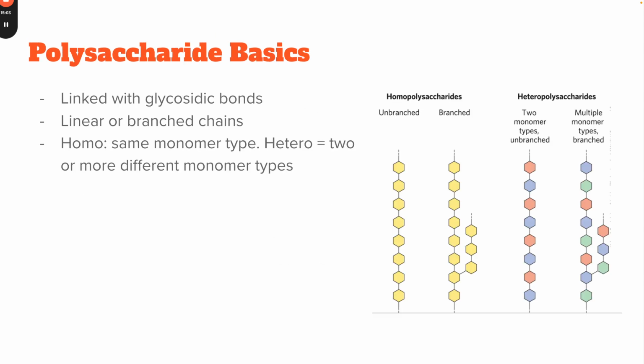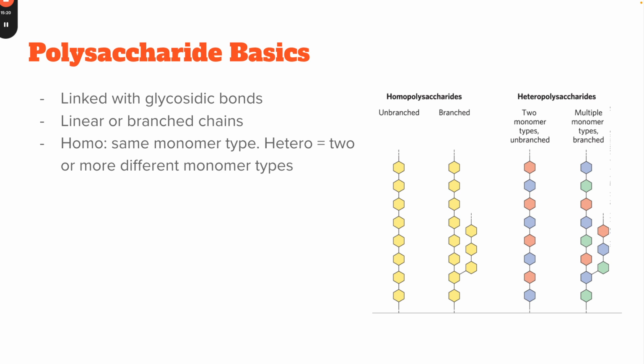Okay. Any questions on that? Fantastic. Here are polysaccharide basics. So they're linked with glycosidic bonds, which is what we just went over. They can either be linear or branched. And then if they're all the same sugar, they're homo. And if they're different sugars, they're hetero.